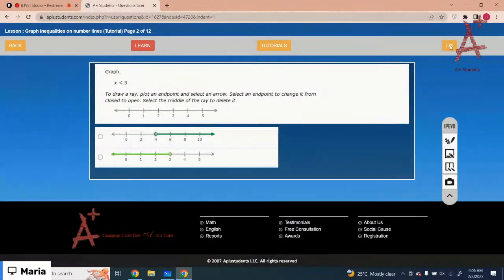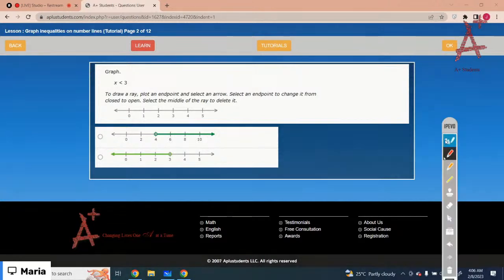Okay, the next one is x is less than 3. So that means x can be any number less than 3, but x cannot be 3. That means 3 is not included in the graph. So you have an open circle located on the graph. So the second one is the correct one.